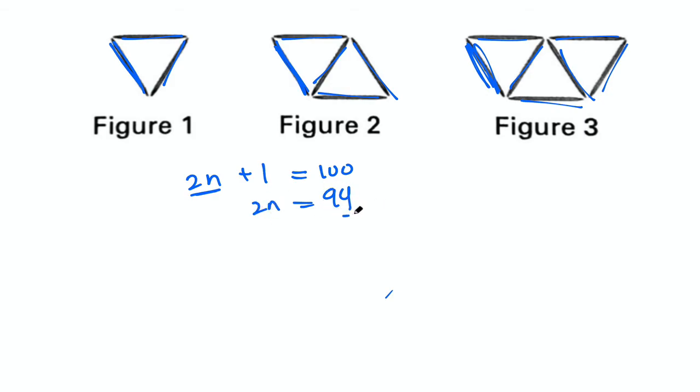But if you look carefully, this is an odd number. If I multiply 2 by anything, it must be even. So since this is an odd number, this tells me that for using 100 toothpicks, we can't make any of these patterns, no matter what n we have.